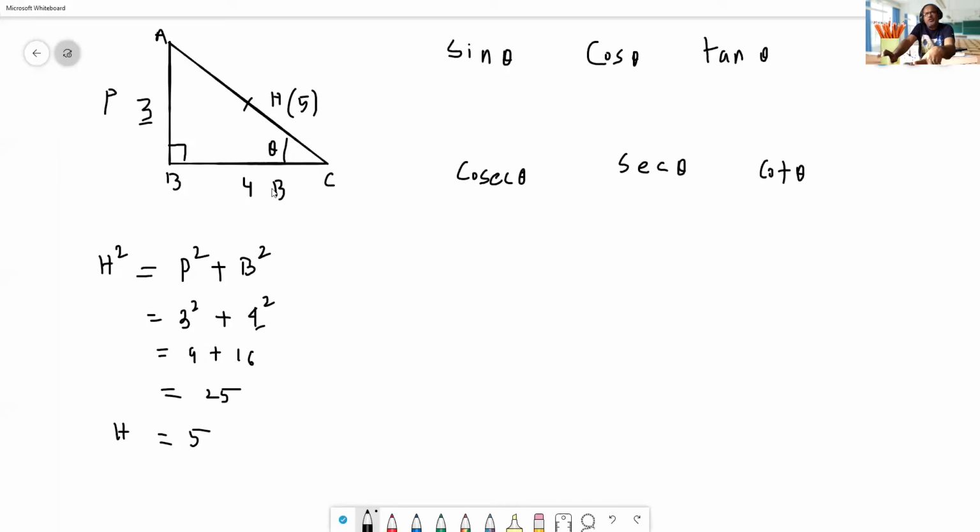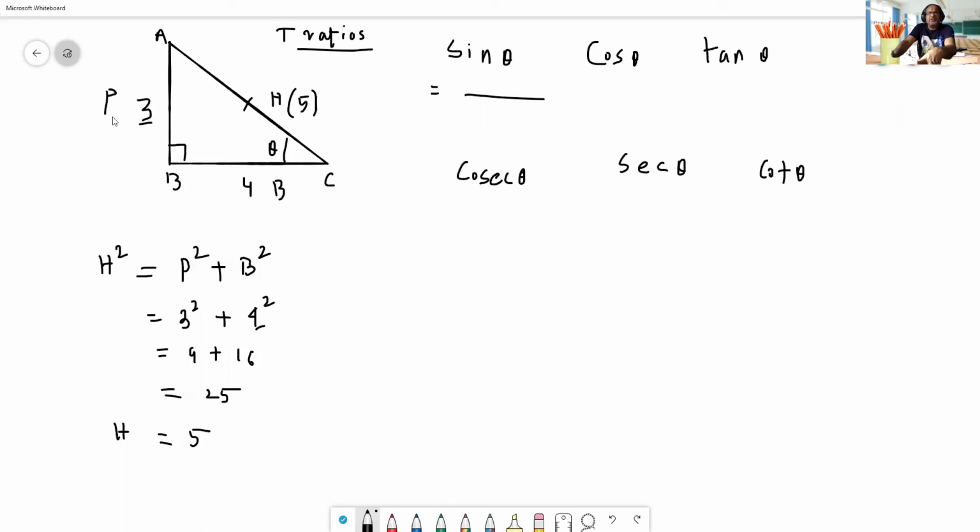Now, knowing all the 3 sides, you can calculate any t ratios. My aim is to calculate the t ratios. Now we can calculate any 2 t ratios just knowing the 3 sides. So you will be given 2 sides and you have to find the third side using Pythagorean theorem, and then you can just calculate the t ratios, because we know that sine theta is opposite to hypotenuse.